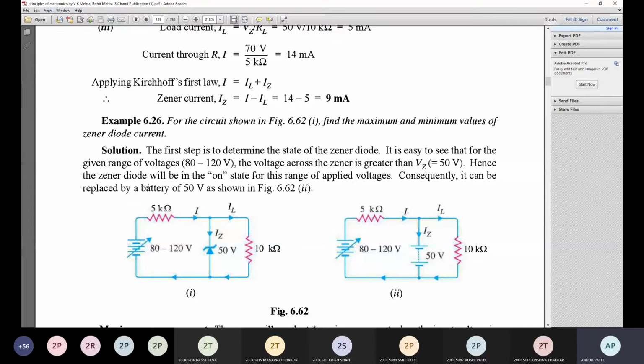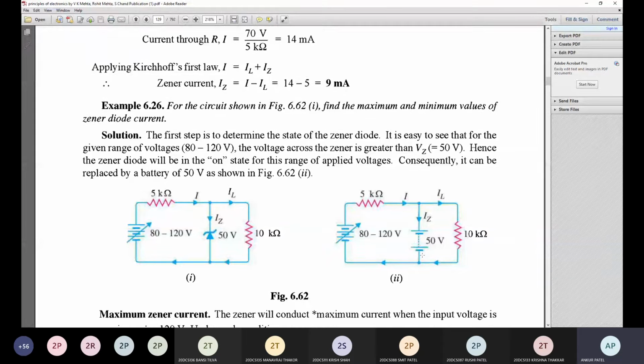Consequently, it can be replaced by a voltage source of 50 volt. So we are replacing the Zener as a VZ voltage, like a battery. This battery is shown by 50 volt. Here, for the identification of the terminology, it is written with 2 batteries. You can also show it by 1 battery. There are a number of cells connected, so you can represent it by this number of plus minus signs.